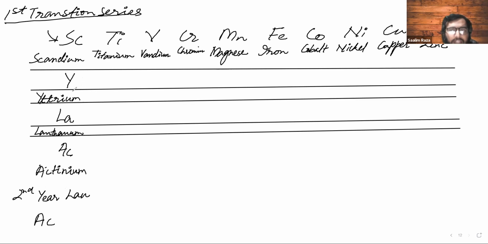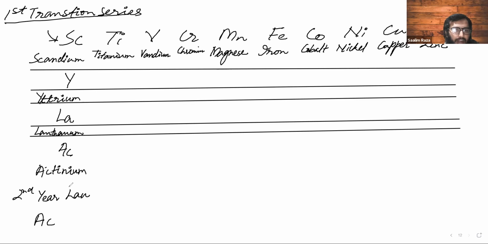And why is it called the 3D series? Sir, because it has 3D. It has values from 3d1 to 3d10. Yes, I mean that is correct. A proper way and a better statement would be we fill the electrons in the d subshell. That is why it is named the 3D series. Okay. Yes, sir. Now, what is after this?